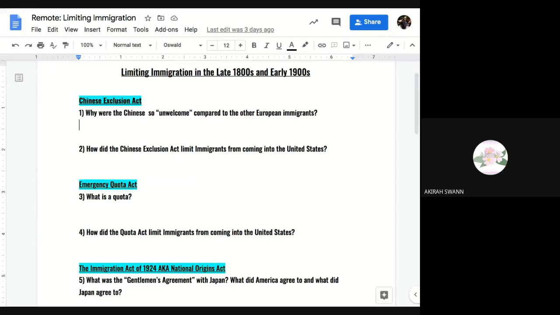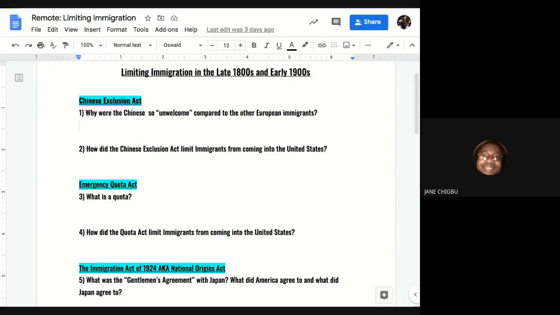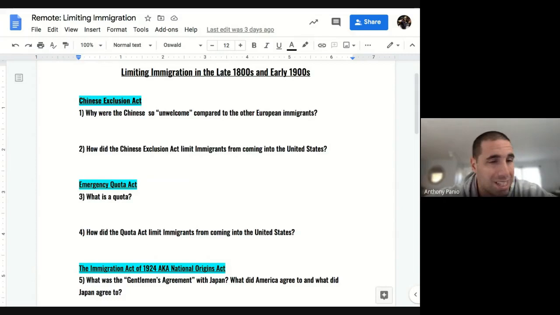The way they look. Excellent. The way they looked was a lot. Their race, their color, their culture, their beliefs, and their appearances. Right. So it was a lot different than a lot of the typical Americans back then. So they were unwelcome because of that.